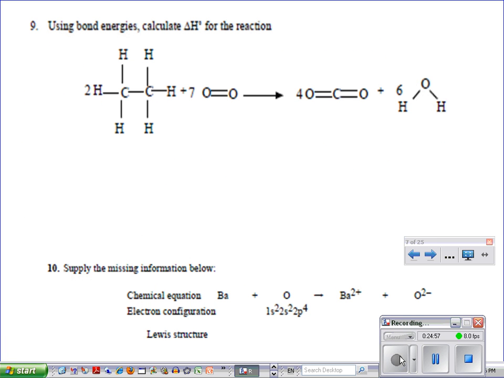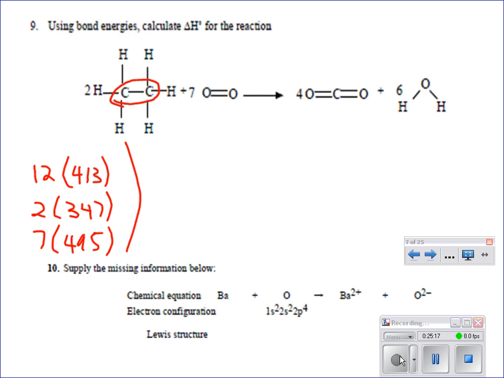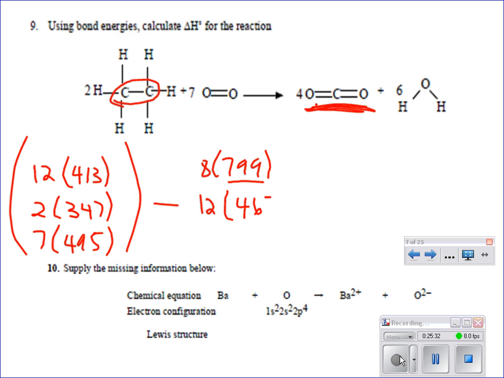Okay, good job. We have a new winner. So what y'all are messing up on mostly, well, I'm sure you all got the 12 C to H's, right? A lot of you are probably missing the 2 C to C's right here. And that is 2 times 347. And then you've got 7 O to O's at 495. That's broken. Minus. And then here, another thing people are messing up on is this. This is 8 C to O's at 799 because it's carbon dioxide. And then we're breaking 12 O-H's in this example, 467.